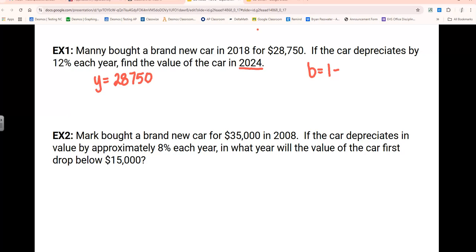So, Cannon, what is 12% as a decimal? Yep, 0.12. And if we subtract that, we will get 0.88, which, keep in mind, is like 88% as a decimal, right? So it's the value that the car is retaining right there. So we've got 0.88, and that'll be to the x power. In this case, x is years, and y is the value of the car.